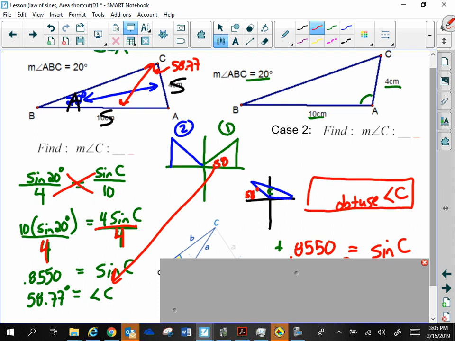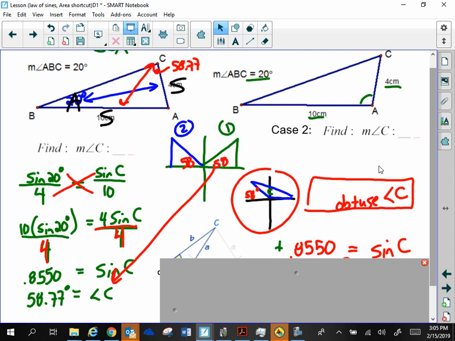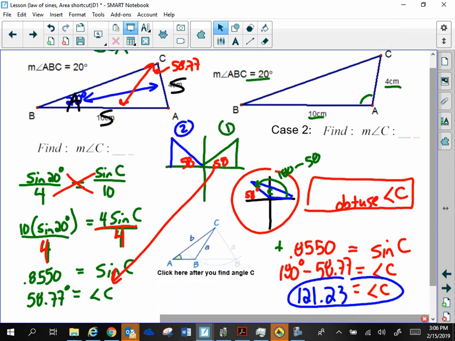In quadrant 2, what we're going to end up having is this 58-degree angle right here, but instead of that being 58 degrees, the amount of rotation from right here is going to be 180 minus the 58. So my angle that I come up with is actually 122, or 121. So I have two options right here for my angle C.